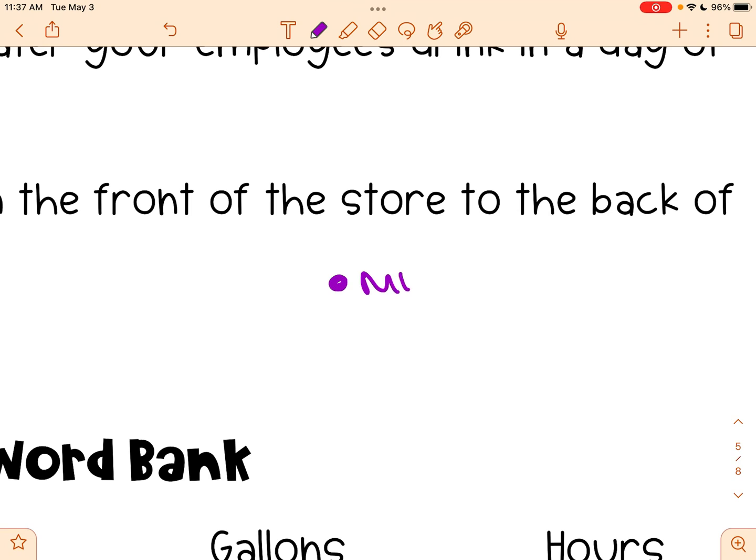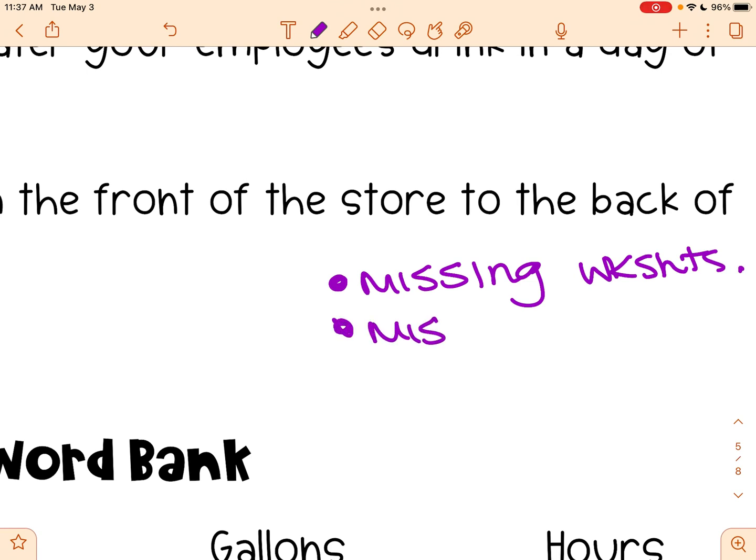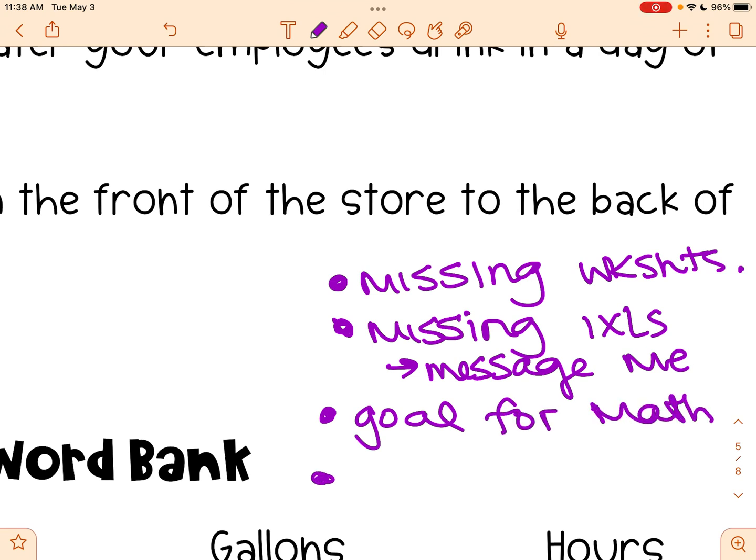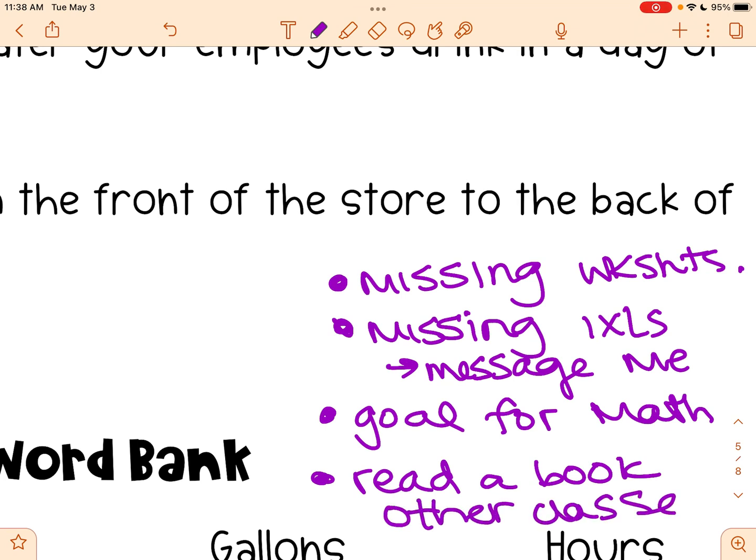You're working on missing worksheets, missing IXLs. Send me a message if you finish one. Alright, message me. And if you get done with all of those, you're going to work on your goal for math. If you get done with everything, be super quiet, read a book, or work on things for other classes. But it must be quiet so other people can finish.